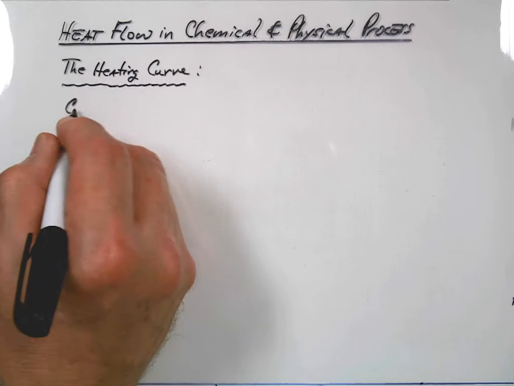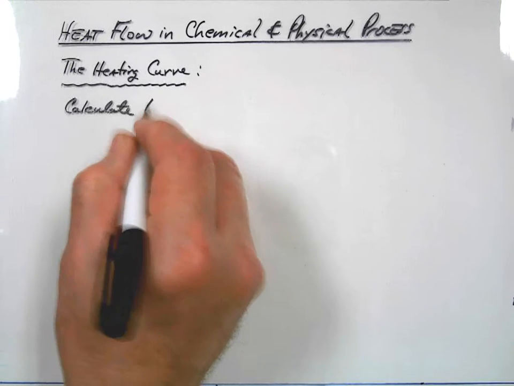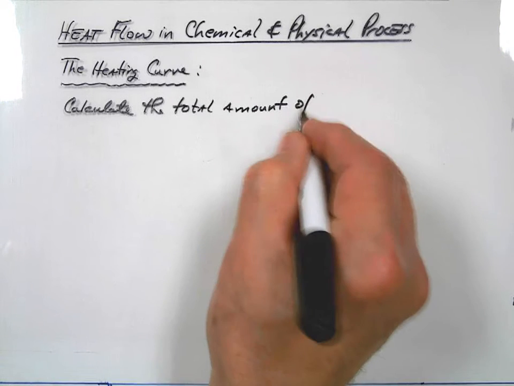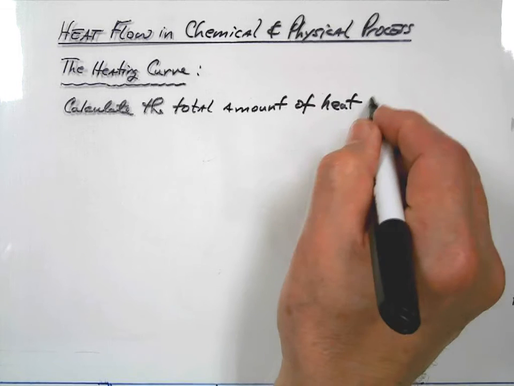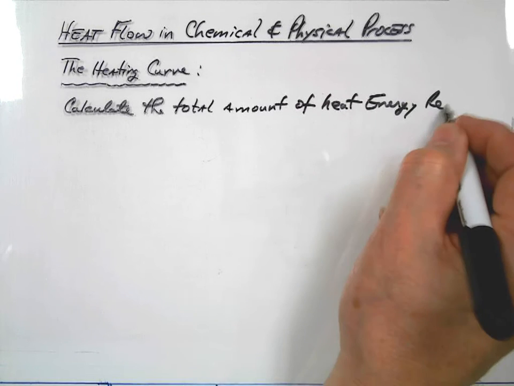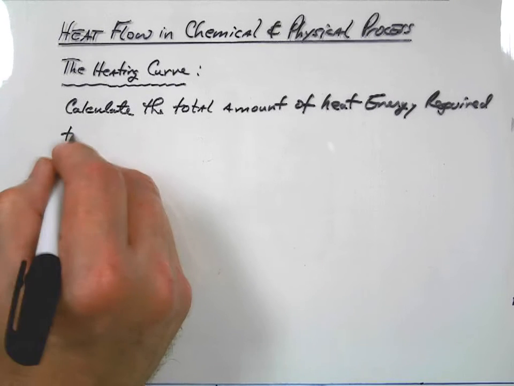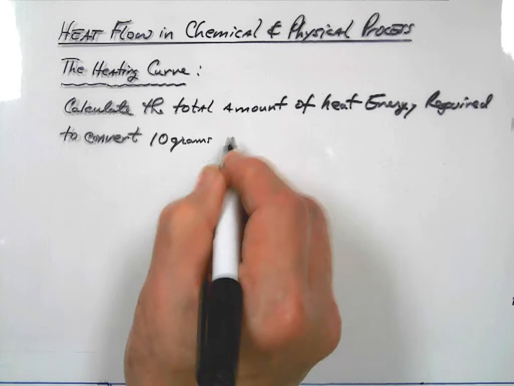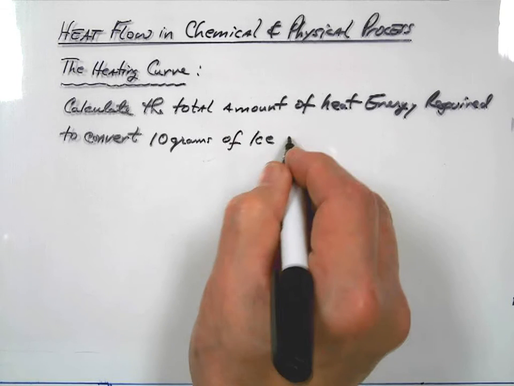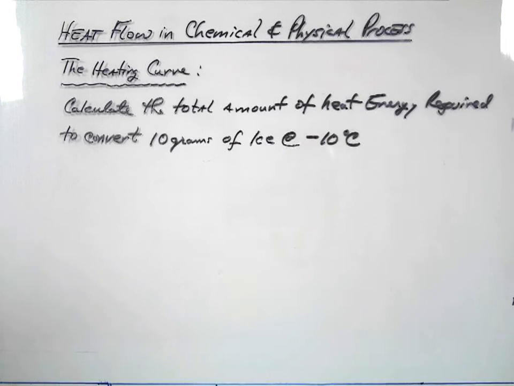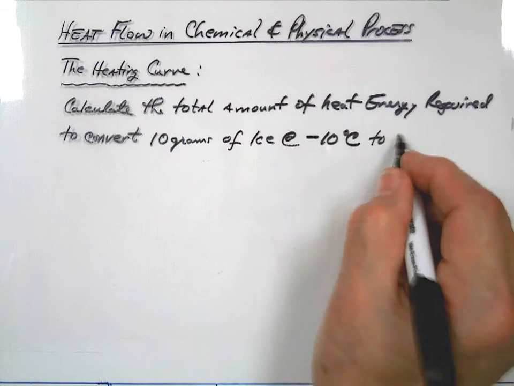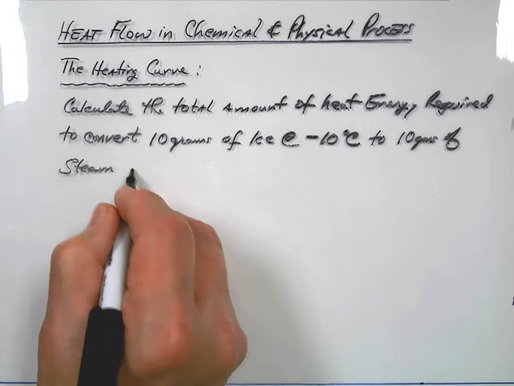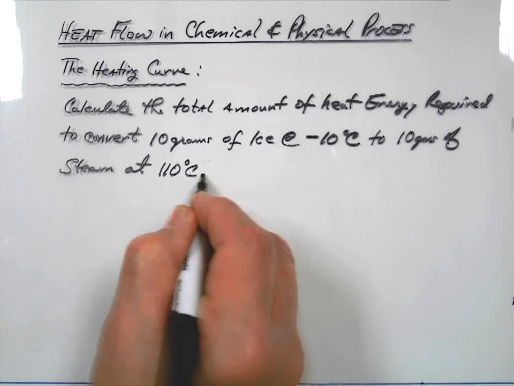Okay, calculate the total amount of heat energy required to convert 10 grams of ice at minus 10 degrees Celsius to 10 grams of steam at 110 degrees Celsius.